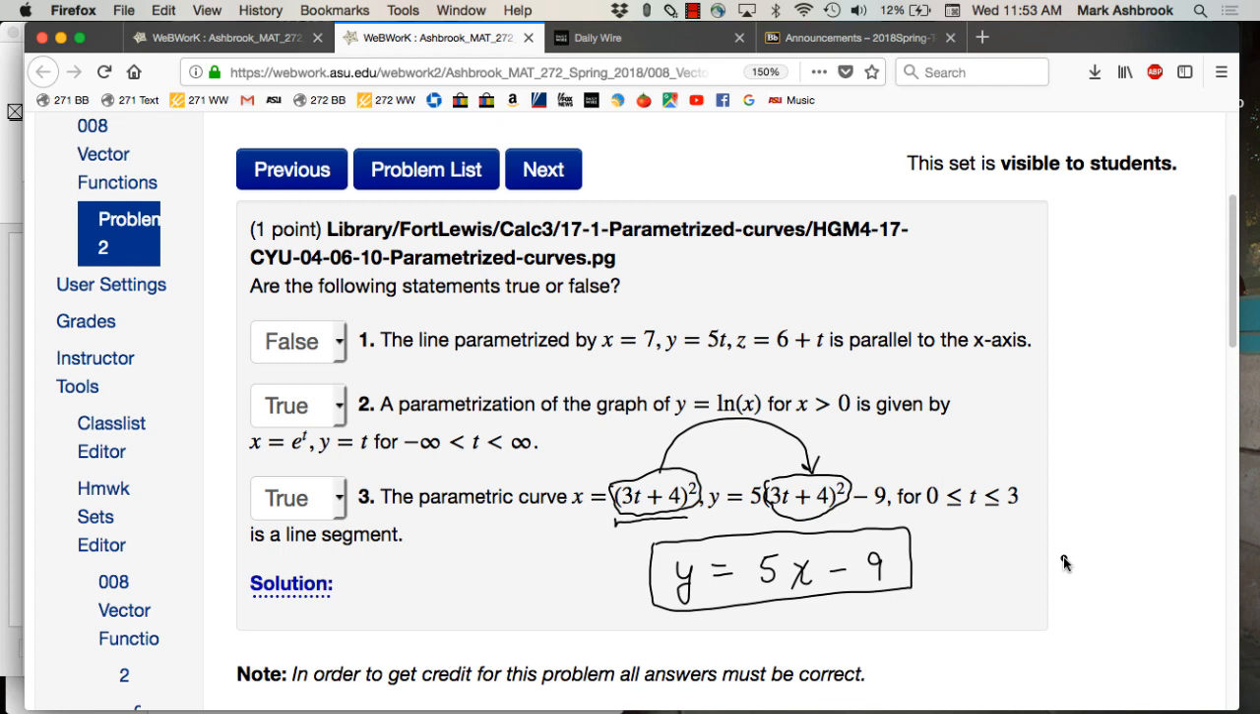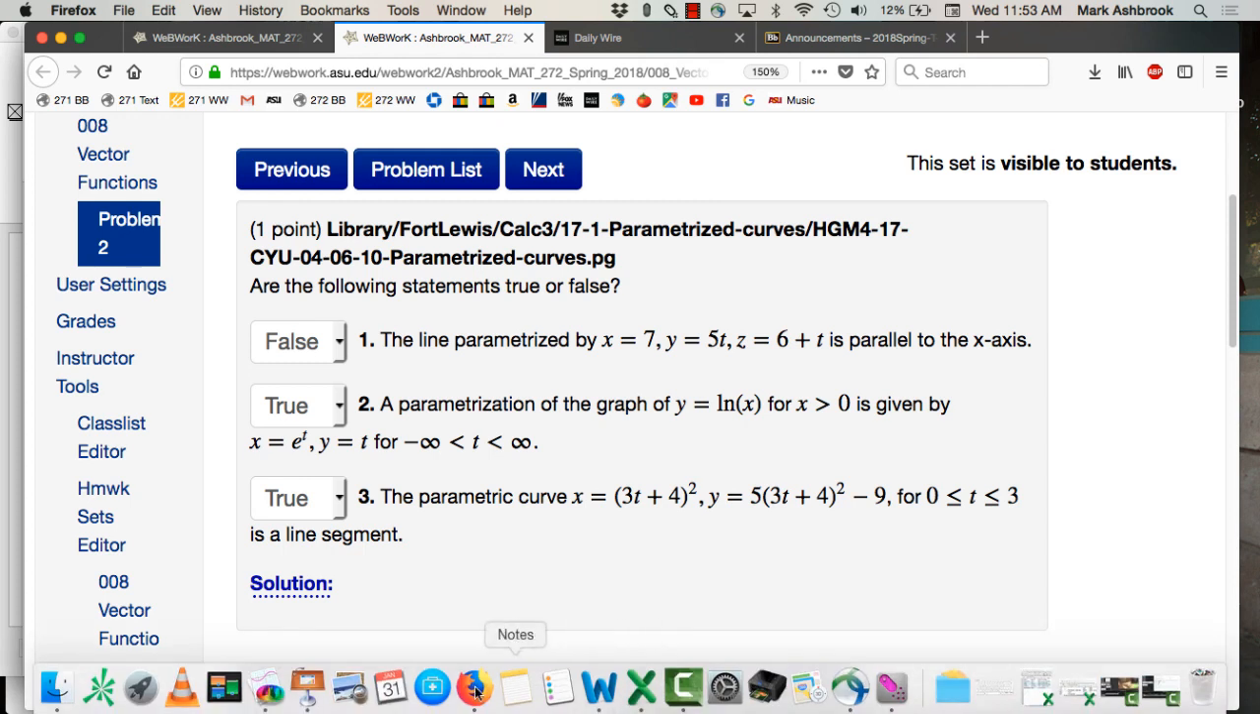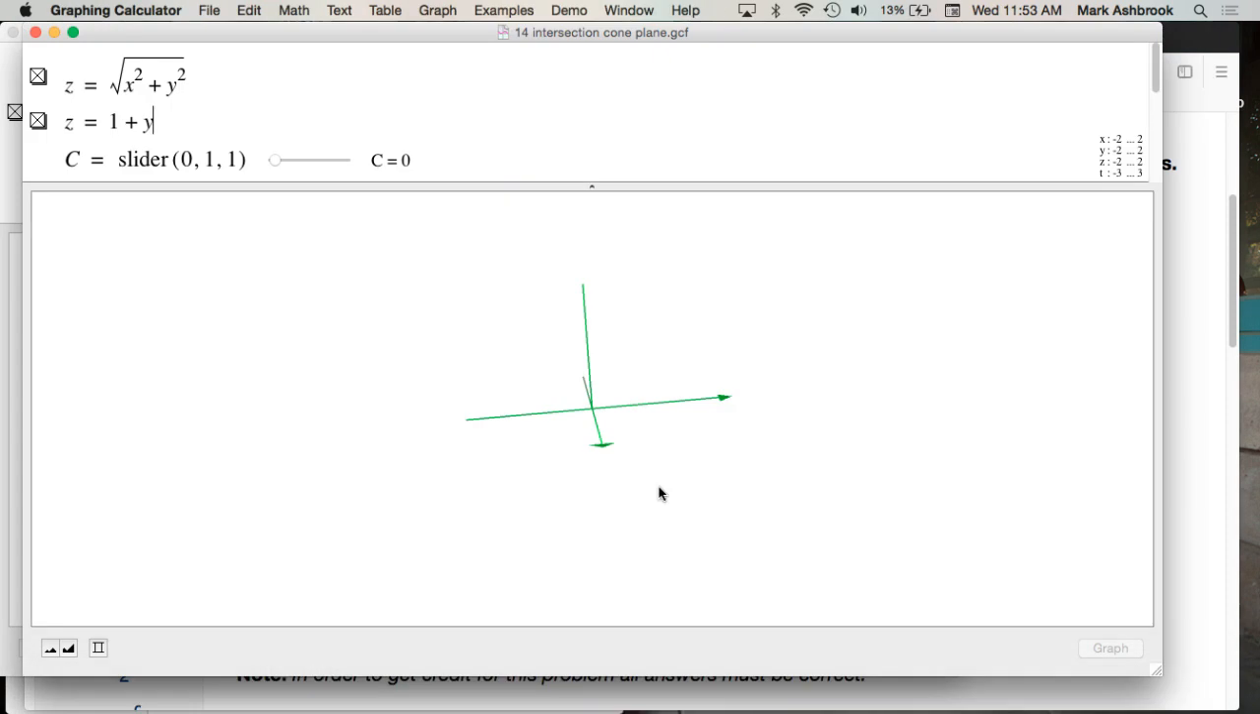Any questions on that? The rest of the homework you had pretty good success on. So let's keep working on surfaces and vector functions. Okay, let's start with this one. So first of all, can you sketch these surfaces right here? z equals the square root of x squared plus y squared, and z equals 1 plus y. Could you sketch those and maybe sketch the intersection of those?